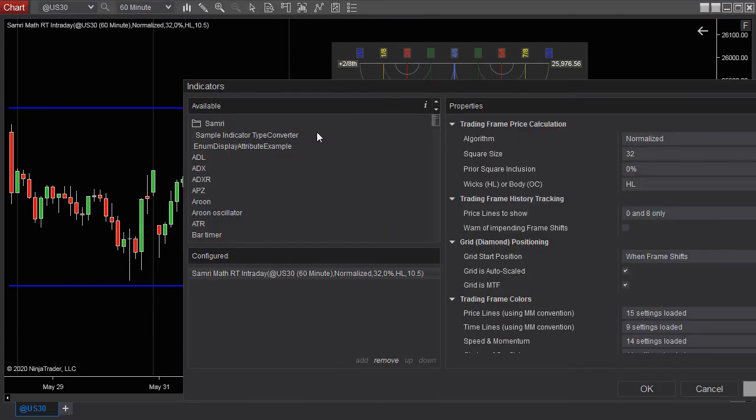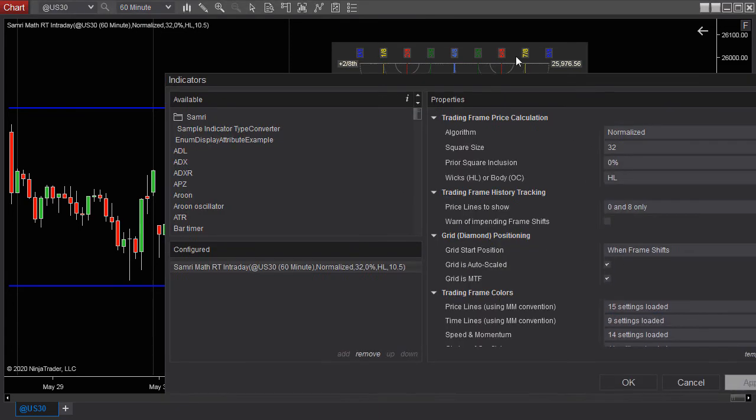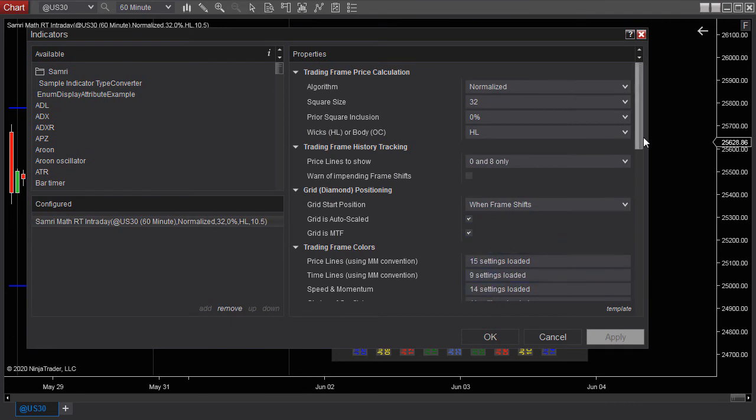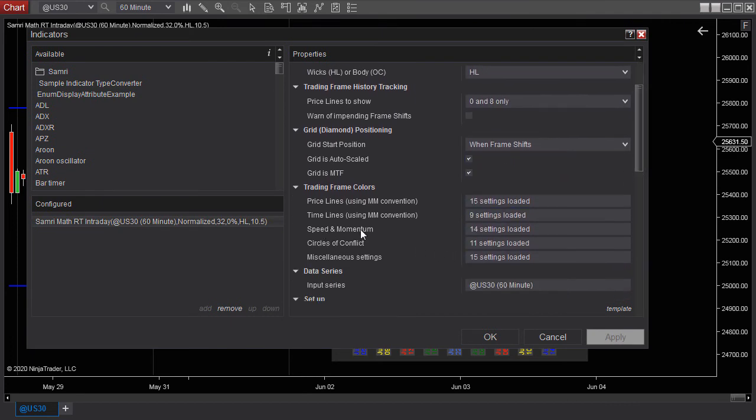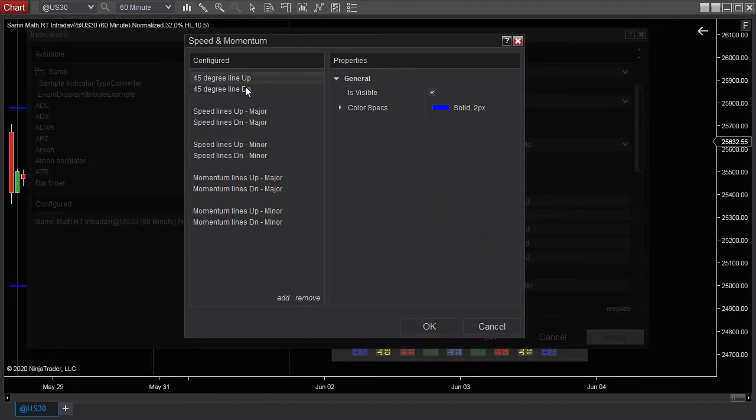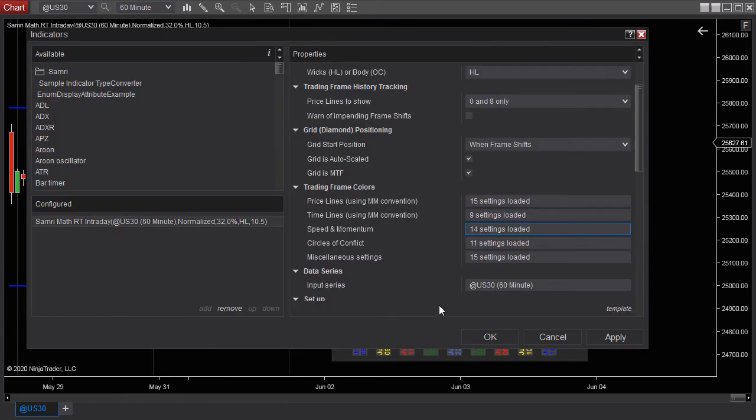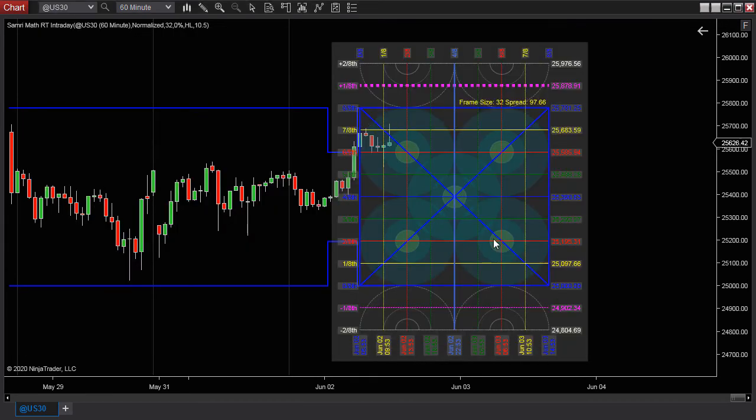Now let's hide away the speed lines altogether and look at the different set of diagonals. They're in the same settings where it says speed and momentum. I'm going to keep the 45 degree lines pointing up and down, but I'm going to turn off the so-called speed lines. They're all gone. Let's just make sure they are. See, we've only got now the two main lines at 45 degrees.